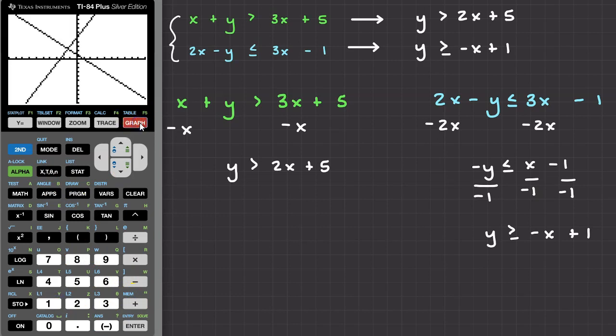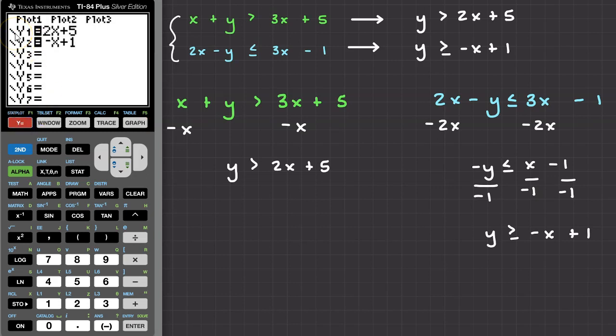Then hit graph. We see that the first inequality is represented by a boundary line with a positive slope and a y-intercept of positive 5. The second inequality is represented by a boundary line with a negative slope and a y-intercept of positive 1. What we don't have, though, is the shading appropriate for each of the inequalities. Let's go back to the y equals screen. For the first inequality, we would like to represent shading that is greater than or above the boundary line.